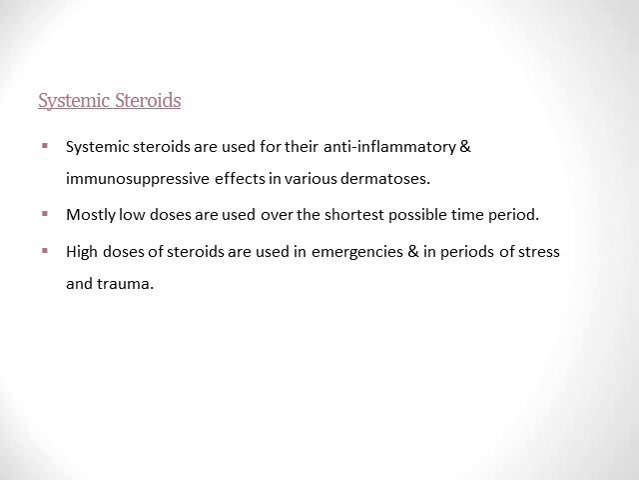The next group of drugs that we'll be discussing is systemic steroids. We have discussed topical steroids in detail in the previous class, so in this class we'll talk about systemic steroids. Systemic steroids are used for their anti-inflammatory and immunosuppressive effects. In most inflammatory conditions and autoimmune disorders, we use systemic steroids. In most conditions we use a low dose for a short period of time, except a few conditions where you have to use a higher dose, especially certain drug reactions and the pemphigus group of disorders.